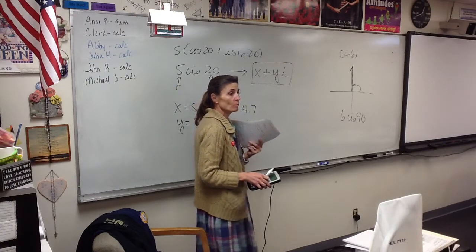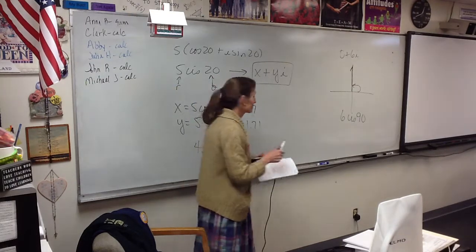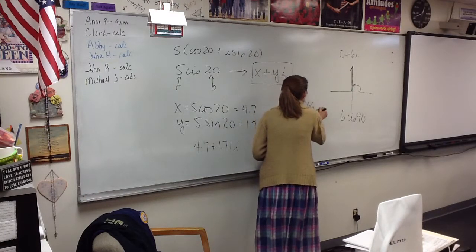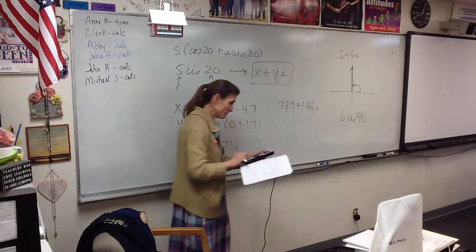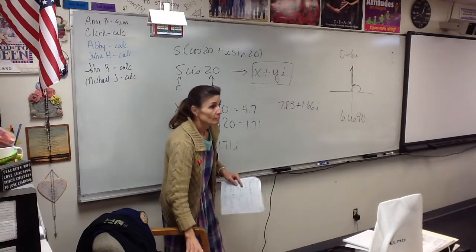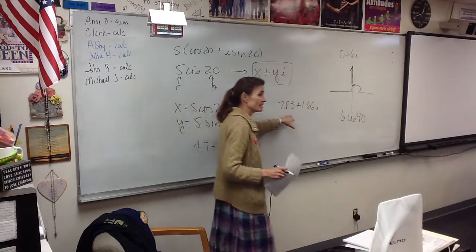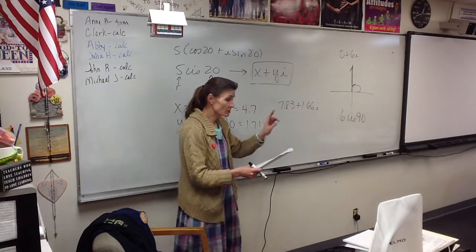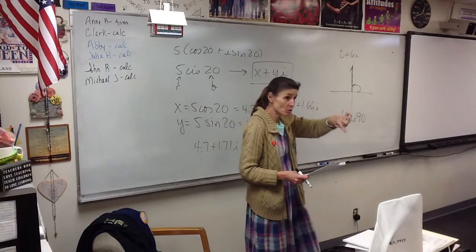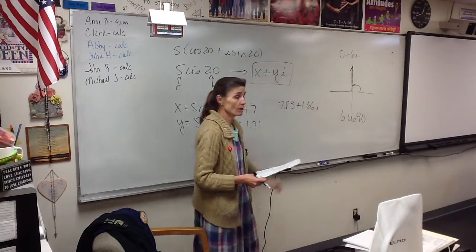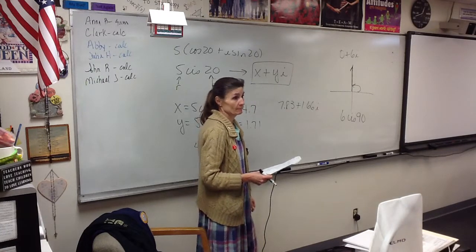Do you have B done? Yes. What did you get, Jabria? 7.83 plus 1.66i. Does anybody want to agree or disagree with Jabria? Where did she get these numbers? X equals 8 cosine 12 and Y equals 8 sine 12. Perfect.